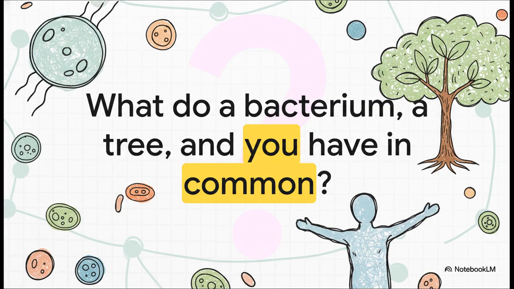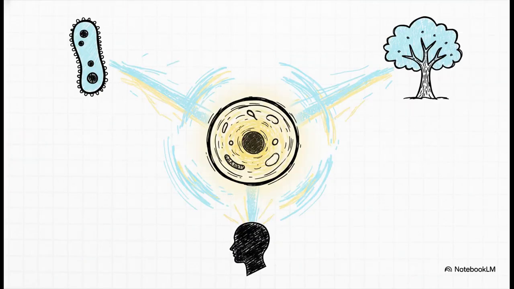So let's kick things off with a big question to kind of frame our thinking here. I mean, really look at this. You've got a single-celled organism, a massive tree, and a human being. On the surface, what could they possibly have in common? And the answer? It's actually really simple, but it's also incredibly powerful. It's the one concept that unites every single living thing on this planet. It all comes down to one thing: the cell.